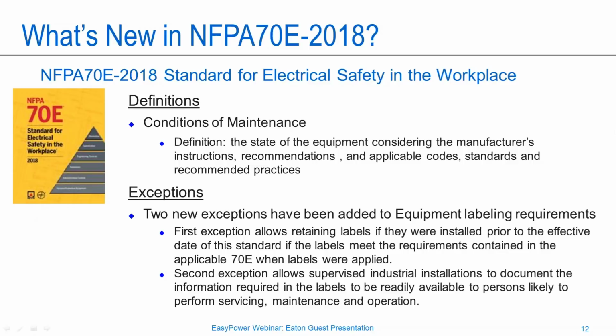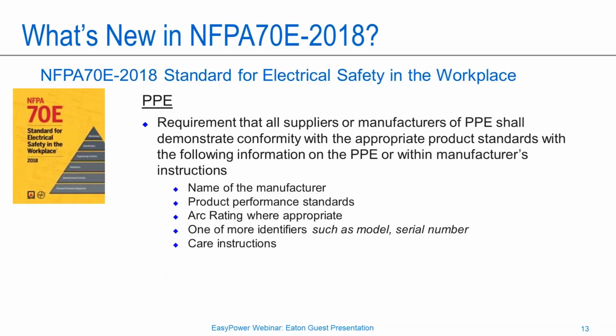There's more rigor around the PPE. I think this is also a good move. PPE manufacturers, I think, are getting more and more credible. Early on, there were some less credible suppliers out there, but now there's a pretty good rigor around testing, and you can see some of the requirements here in terms of labeling PPE with specific arc rating, care instructions, model and serial number are now requirements in the 70E, which again I think is a good move.